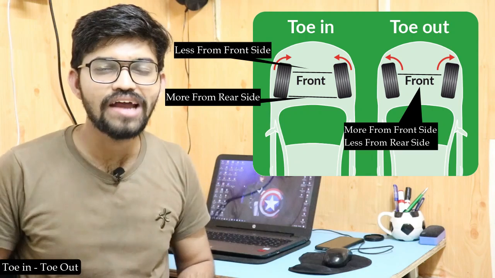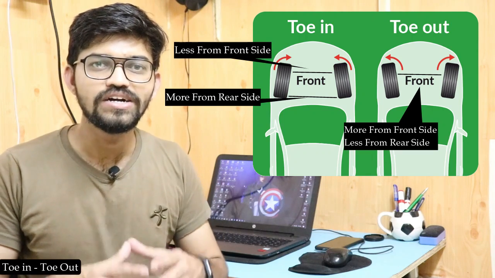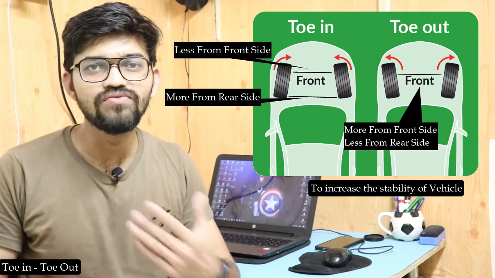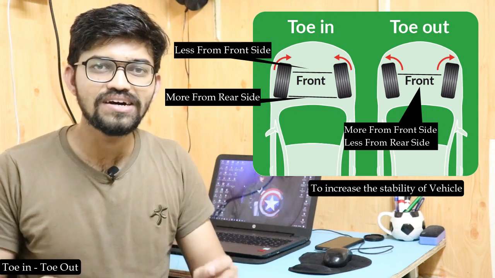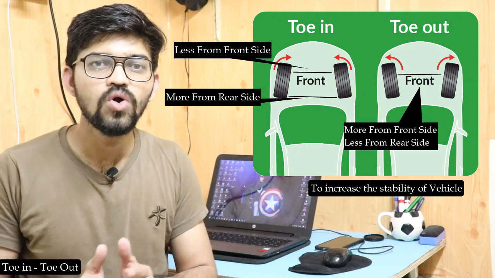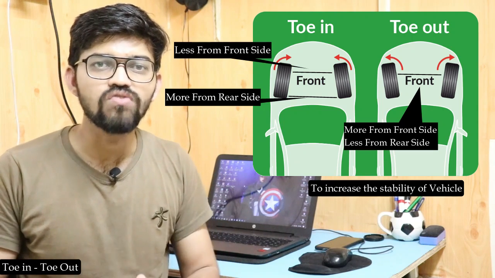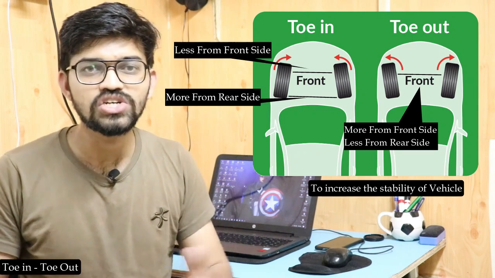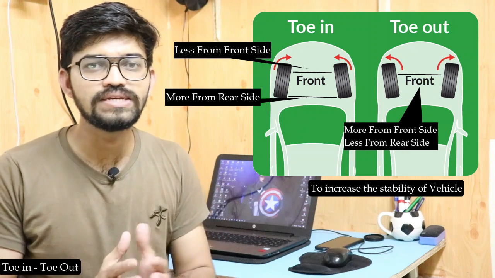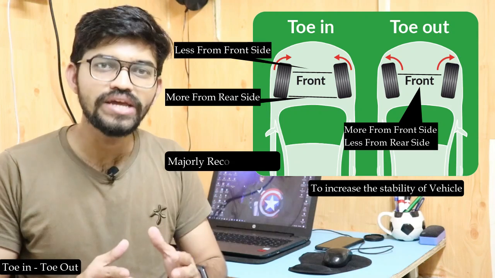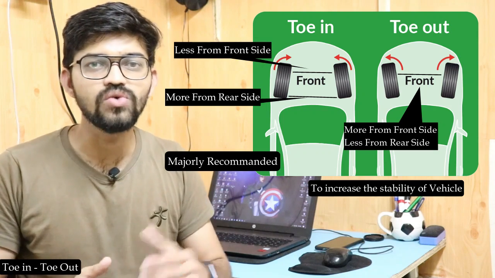Now these are the conditions which are provided to increase the stability and to give good comfort while riding. So that is the ultimate objective of toe in and toe out: to improve the stability of the vehicle while cornering, while braking, while accelerating. This is the reason toe in and toe out are provided. Basically, toe in is recommended for all vehicles.